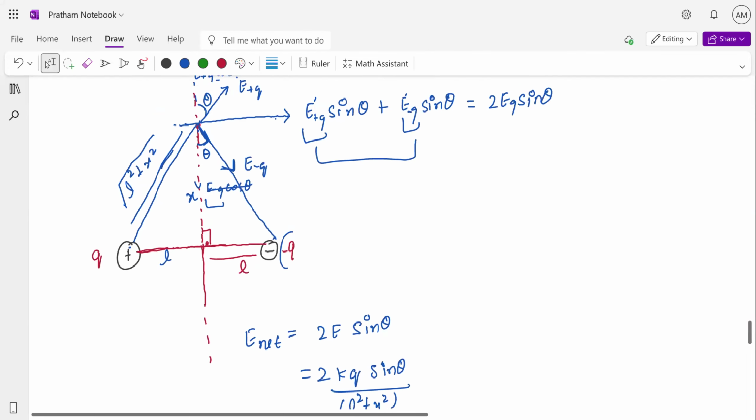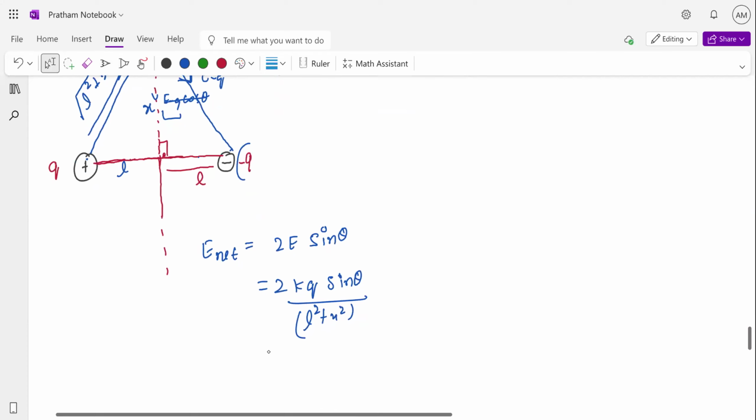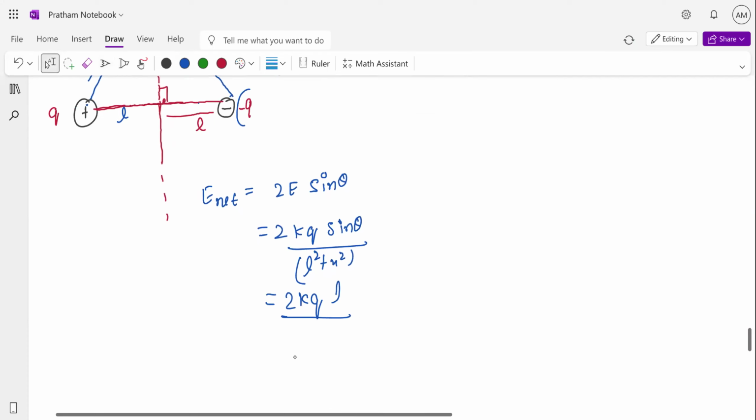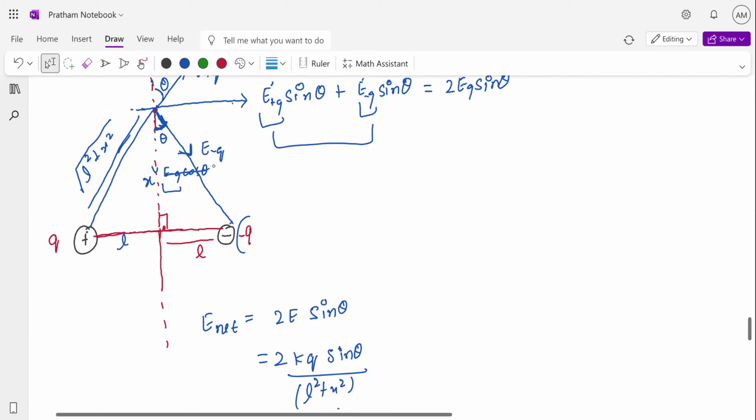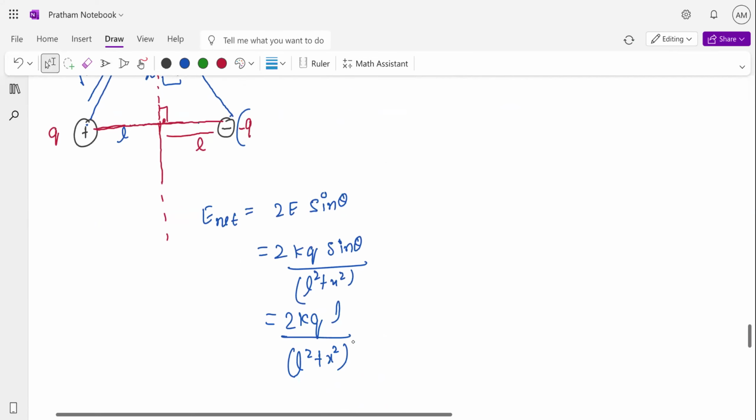Further, I have to get the sin theta also. What is sin theta? Here the sin theta is nothing but perpendicular upon hypotenuse. So this sin theta can be rewritten as 2kqL divided by L square plus x square. And what is this hypotenuse? Power hypotenuse, this thing, so it will become 3 by 2. Clear? Remove it. So this is what your final formula looks like.